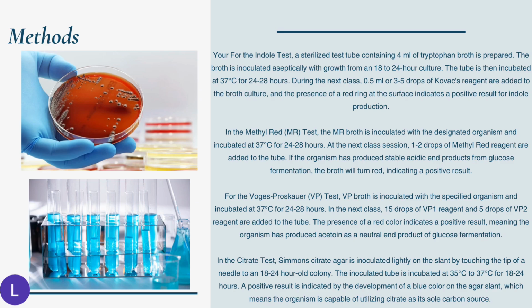Lastly, in the citrate test, Simmons citrate agar is inoculated lightly on the slant by touching the tip of the needle to an 18 to 24 hours old colony. The inoculated tube is incubated at 35 degrees Celsius to 37 degrees Celsius for 18 to 24 hours. A positive result is indicated by the development of a blue color on the agar slant, which means the organism is capable of utilizing citrate as its sole carbon source.